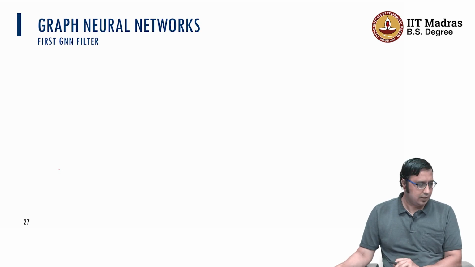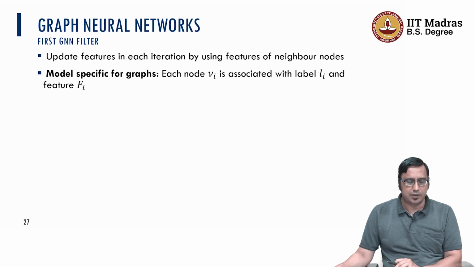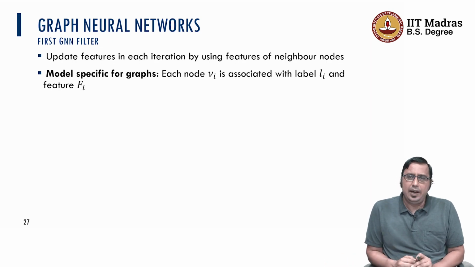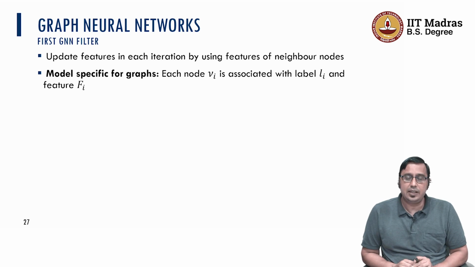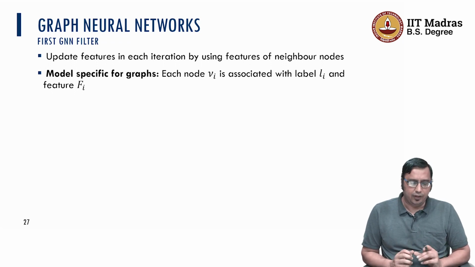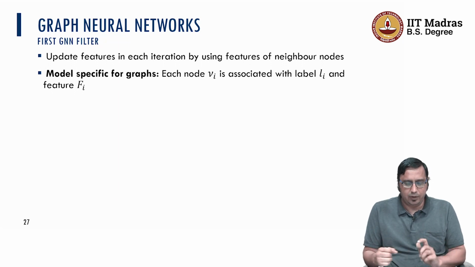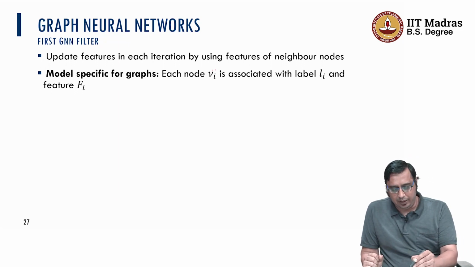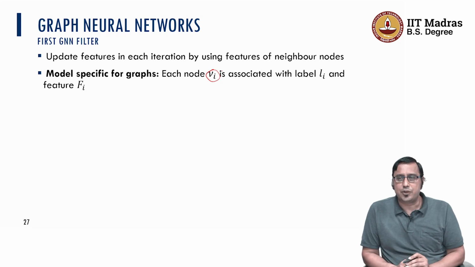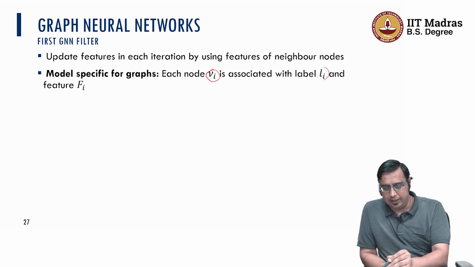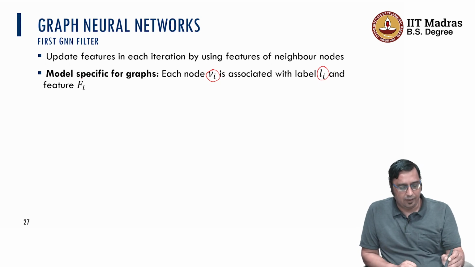Let's look at the first GNN filter which has been generated. The idea there is to update features in each iteration by using the features of neighboring nodes. Particularly, this kind of filter was designed for a model specific to a graph where each node Vi is associated with labels Li, which are initial labels, and certain feature Fi.